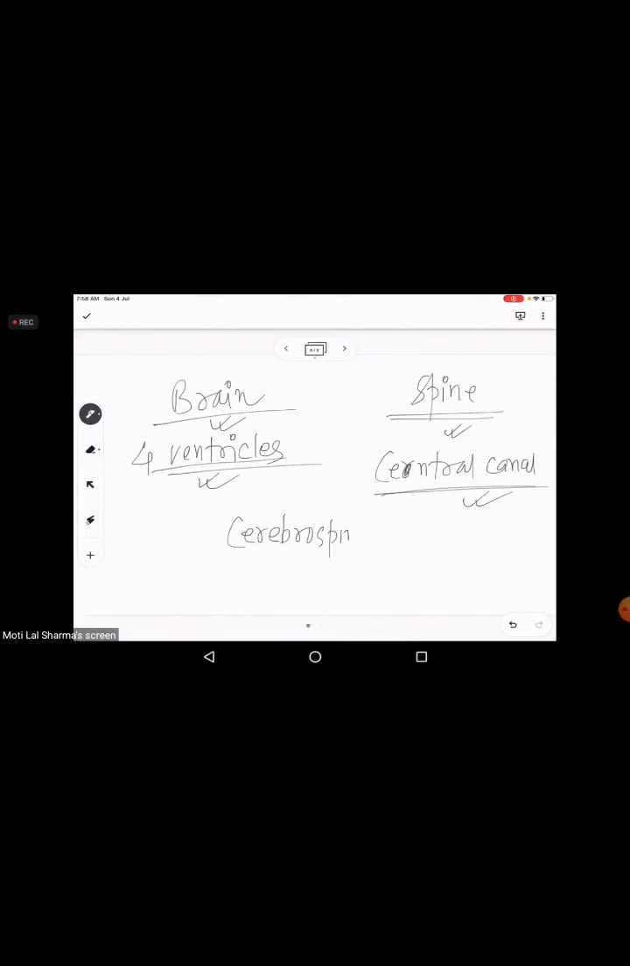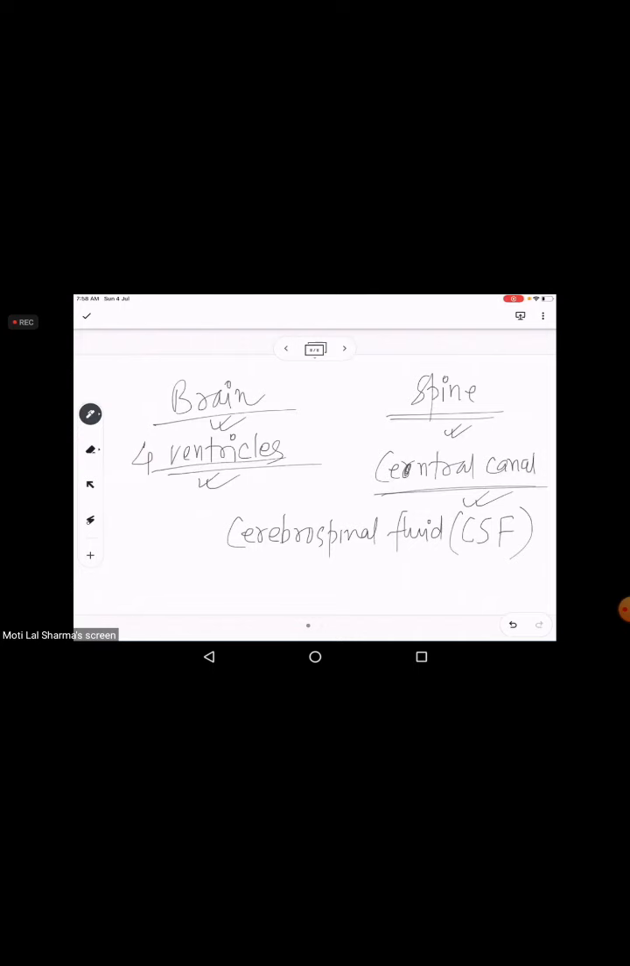The short form of cerebrospinal fluid is CSF. Sometimes you could be asked to write the full form. What is the full form of CSF? Then four options could be there, so the right option for that is cerebrospinal fluid.